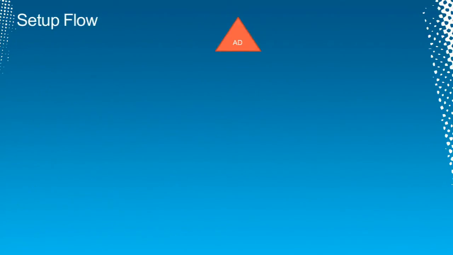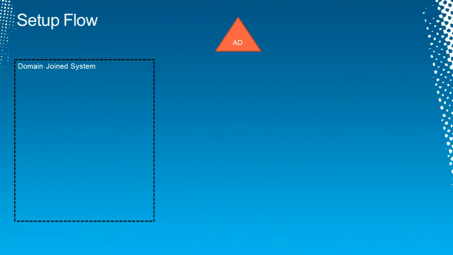Okay. Now my nice animation setup flow. So in the beginning there was AD, right? We had Active Directory deployed, and now we bring in one domain joined system. So again, here you can choose your first front-end server. You don't have to, right? It's up to you.